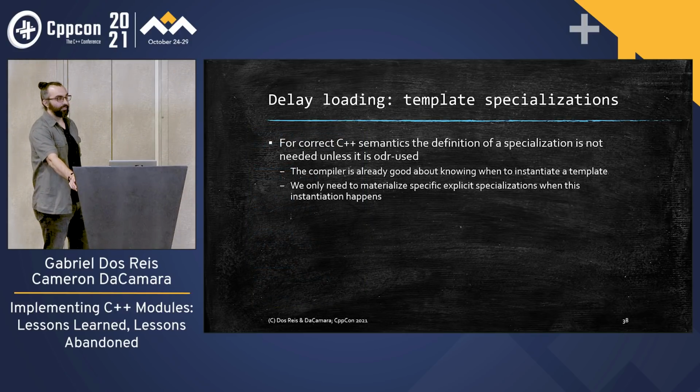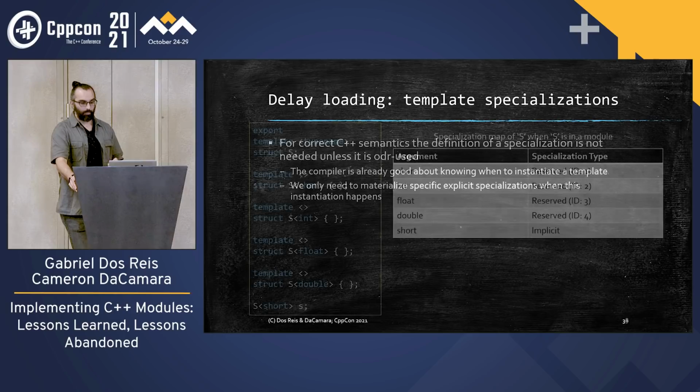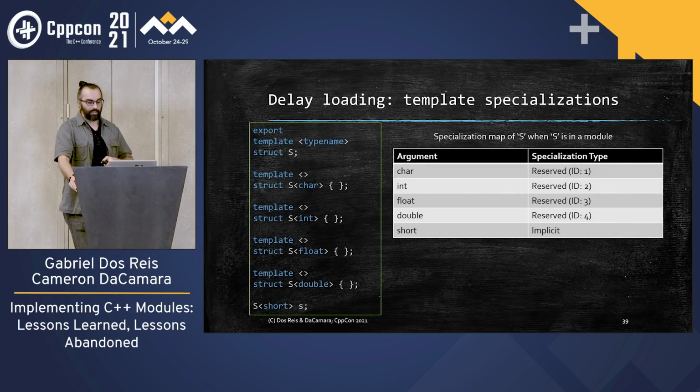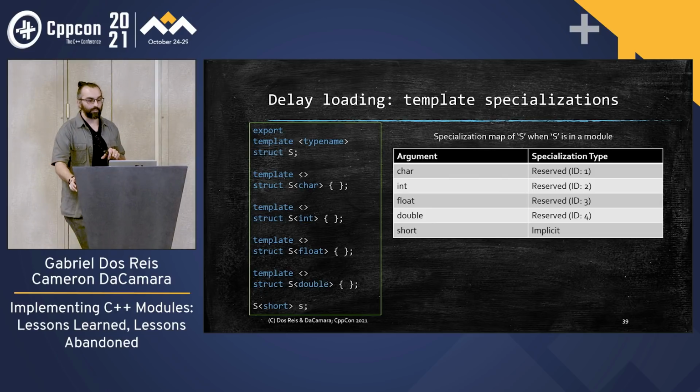For correctness, the compiler has to know when a template is ODR used, so it can figure out whether you're using an explicit specialization or it needs to actually instantiate the primary template. The compiler's already really good at this. So if we take advantage of that and apply an optimization over that, all we really have to do is say, instead of materializing all the explicit specializations, we're going to just reserve all of those slots and say, come back later. We'll resolve this when it is actually ODR used. This is the map that it creates right here.